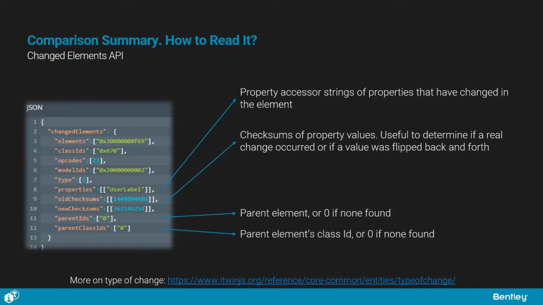Moving on, we have the properties array, which contains all the properties that have changed in the element. This array contains specifically the property accessor strings that can be used to query the value of the properties on the iModel for the element. The new checksums and old checksums arrays contain the checksums of the values of the properties. This is very useful to determine if a real change occurred or if a value was simply flipped back and forth between versions. The parent IDs and parent class IDs contain information about parent elements of the changed element. If they're 0, it means the element simply has no parents in the current version.